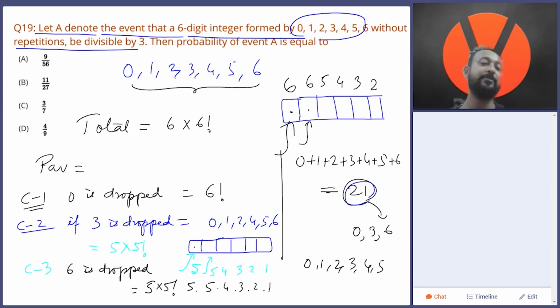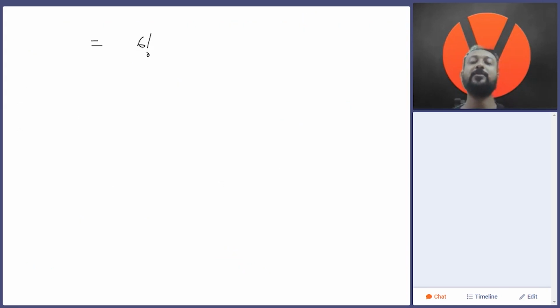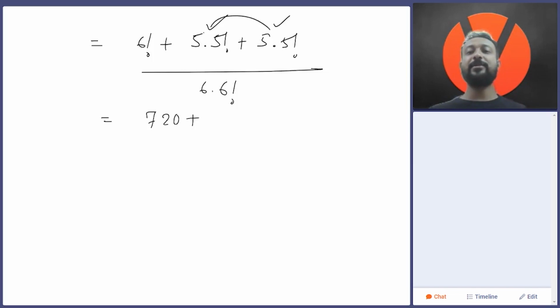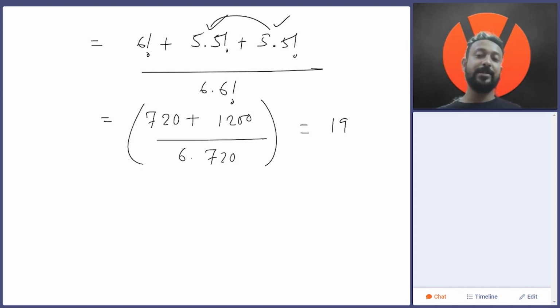So my final favorable case will be 6 factorial, when 0 was dropped and the remaining 6 were taken, plus 5 into 5 factorial when 3 was dropped, plus 5 into 5 factorial when 6 was dropped, divided by 6 into 6 factorial, which was the total. 6 factorial is 720, plus 5 into 5 factorial, another 5, so 10 into 5 factorial. 5 factorial is 120, into 10 is 1200, so 720 plus 1200 is 1920, divided by 6 into 720.